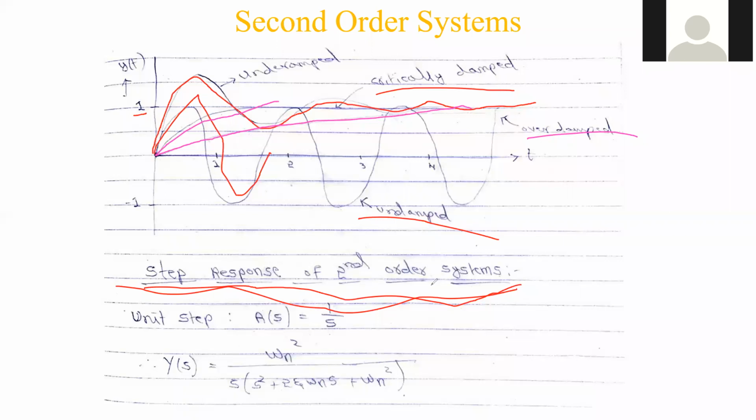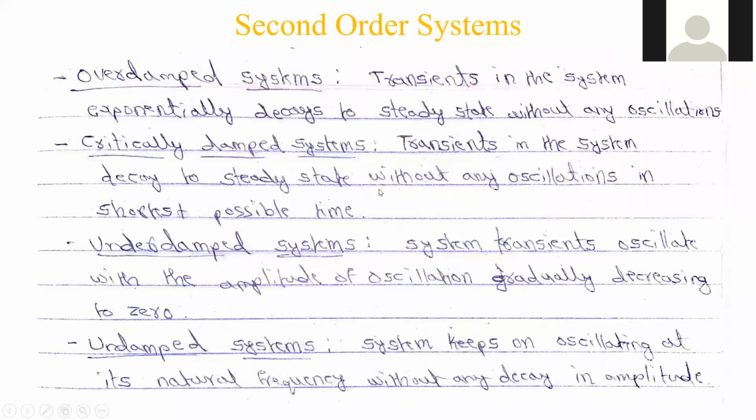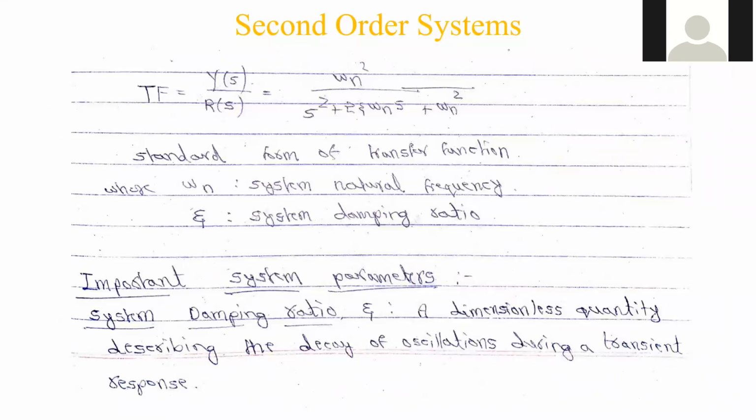So we already know the transfer function of a second order system, which is omega n square by s square plus 2 zeta omega n s plus omega n square. Okay, in the previous session we have seen that. To show you once again, let me go back and show you that here. So this is the transfer function of a second order system, omega n square by s square plus 2 zeta omega n s plus omega n square.